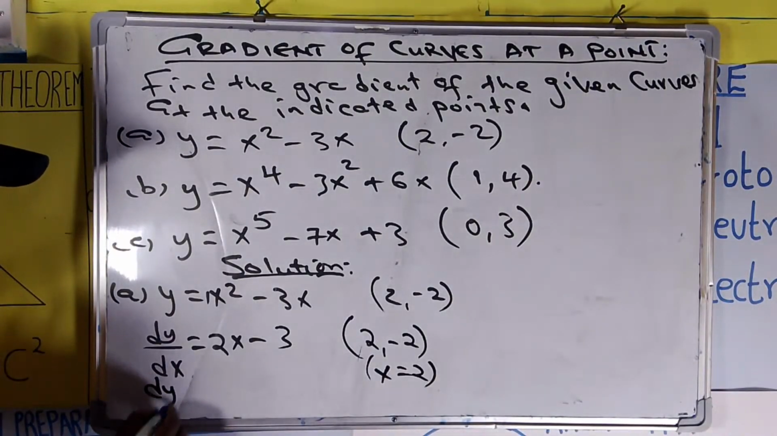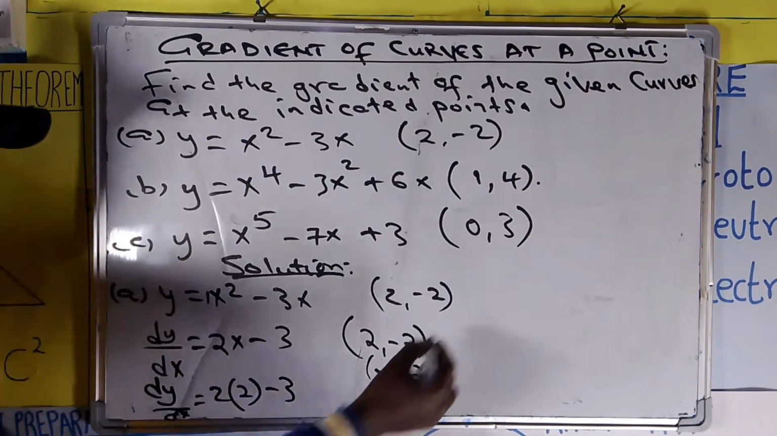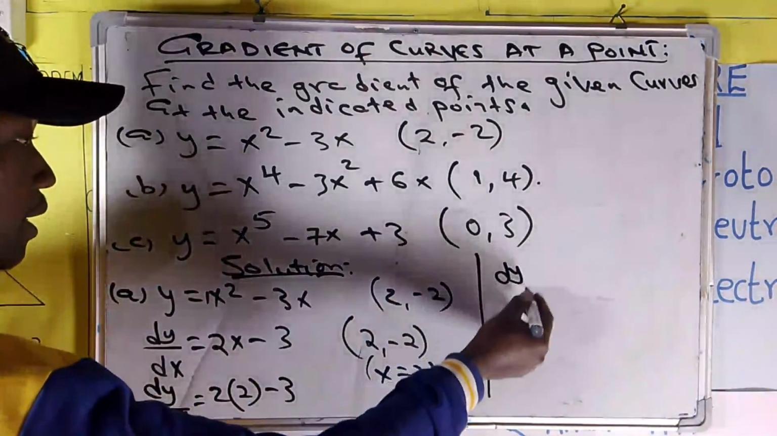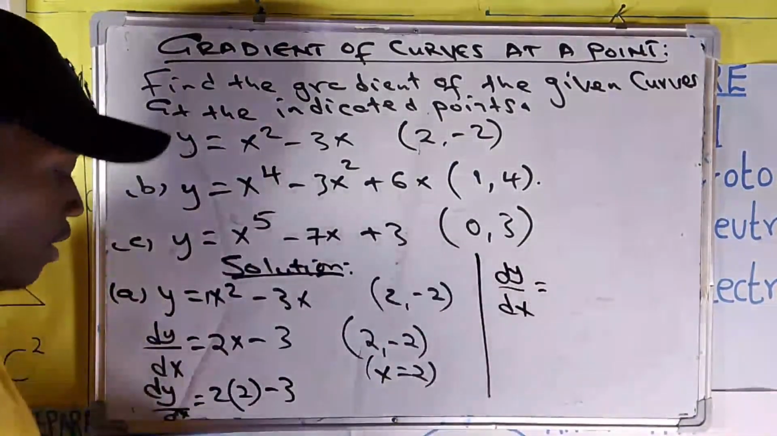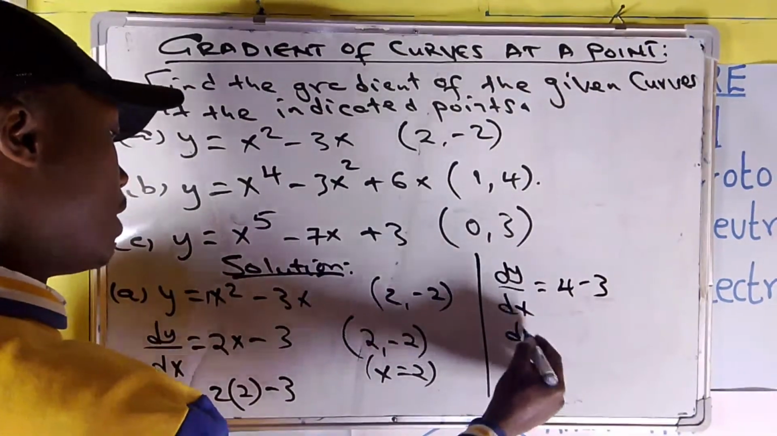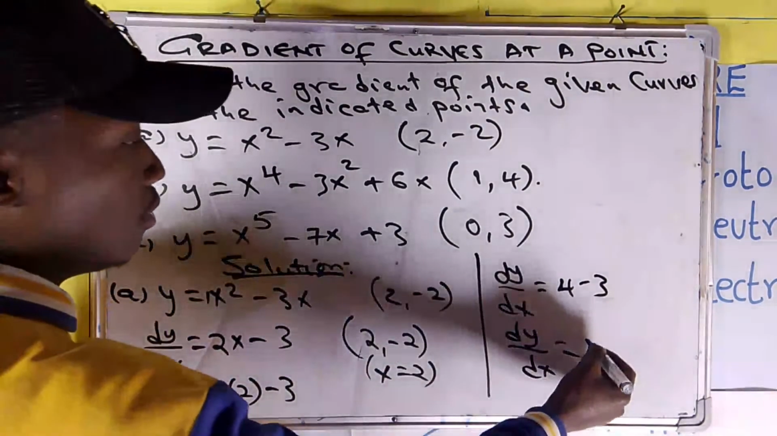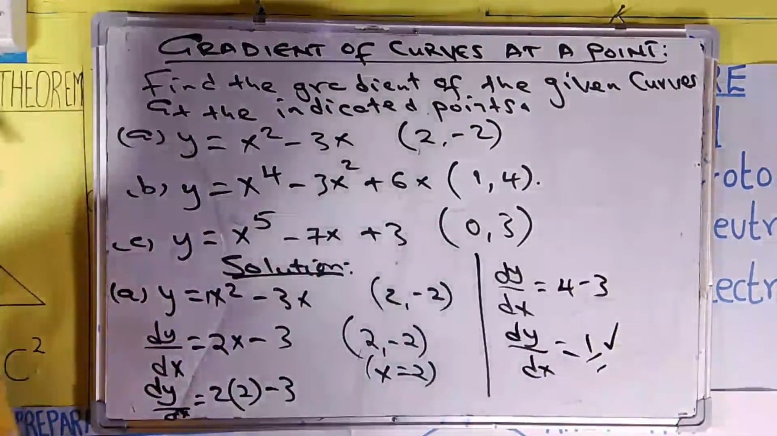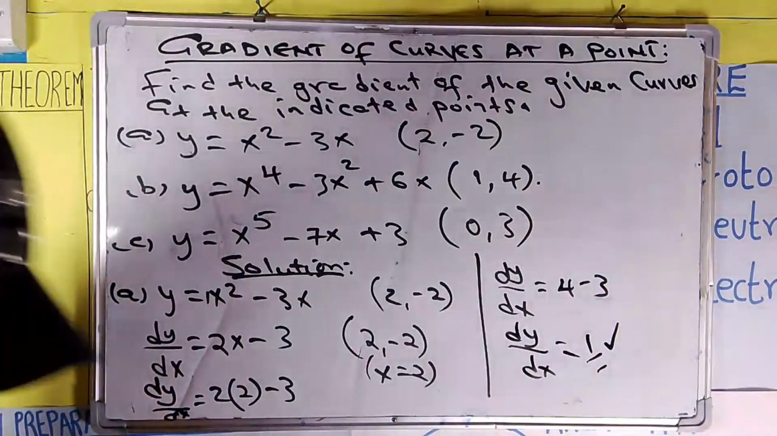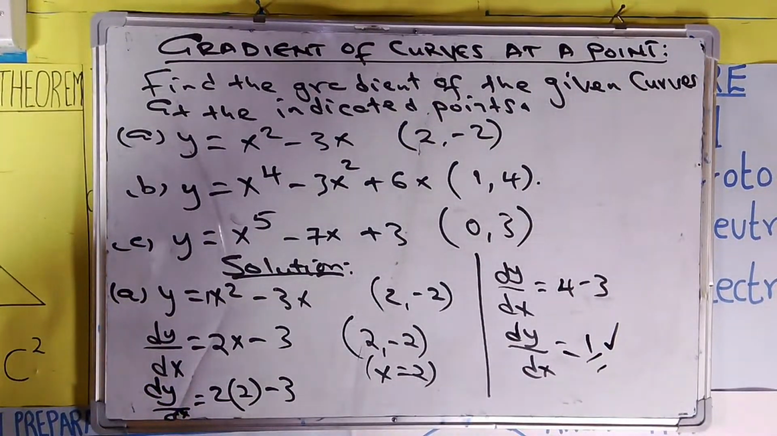So itakuwa dy over dx is equal to 2 multiplied by 2 minus 3. And we will get our dy over dx is equal to 2 times 2 is 4. 4 minus 3 is 1. So the gradient of the curve at this point is equal to 1. The gradient will be equal to 1.